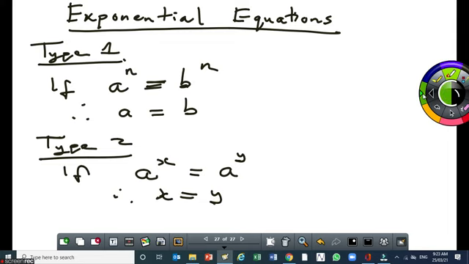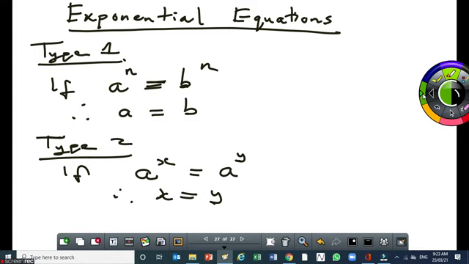This is the most common case that you are going to encounter. The type 1, yes, you might encounter it, but it's not the most common. The most common one is whereby the bases are equal, therefore the exponents are going to be equal. That's the most common case. All right, so let's move on to some examples.